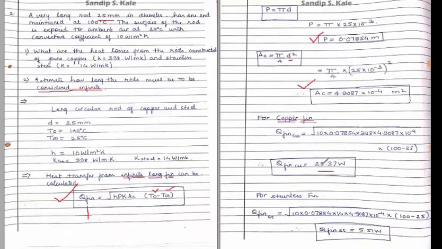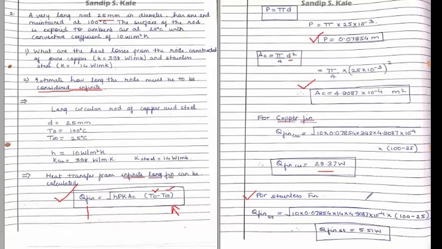Now the same calculations we will do for the stainless steel. The only change here is the K value. For stainless steel, what is it? 14 watt per meter Kelvin. So use the same formula, only the K value will change. After doing the calculation, what is the heat loss from a stainless steel fin? 5.5 kilowatt. From this you can judge that the heat loss from a copper fin is on the higher side as compared to the heat loss from the stainless steel fin.